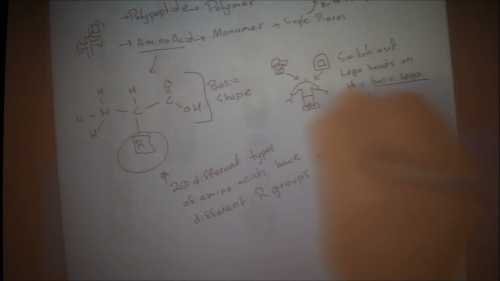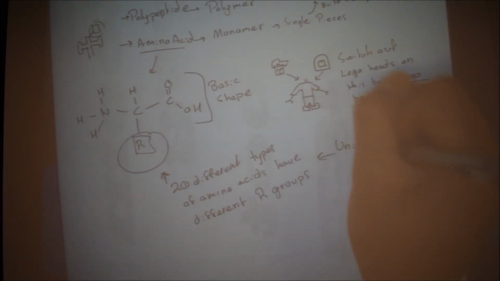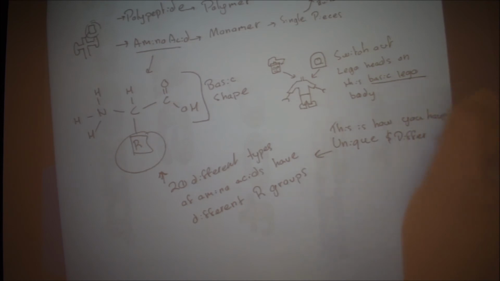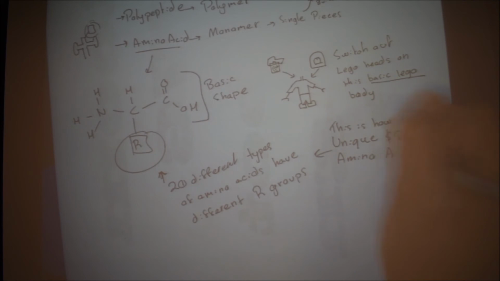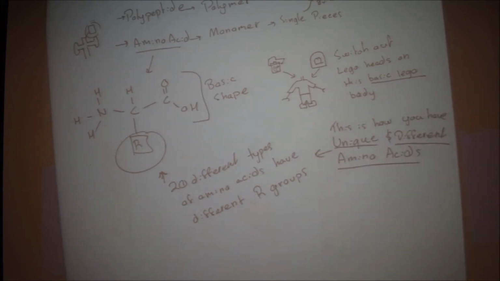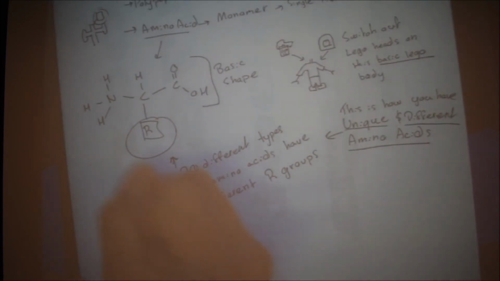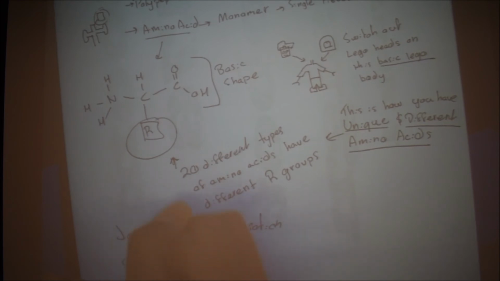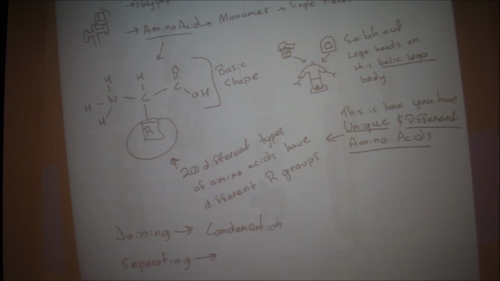This right here is how you have unique and different amino acids. Okay, cool. Now, what do you call the joining and separating of amino acids? The joining is referred to as a condensation reaction. And the separating is referred to as what? That's right, hydrolysis.